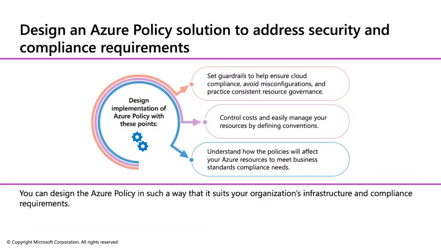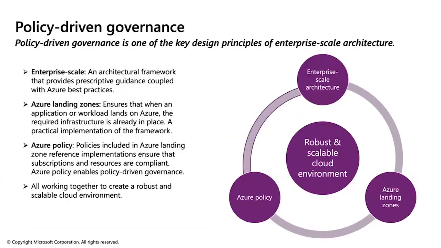So these are the kinds of options we see in Azure Policy, if you want to translate the requirements. Now in policy-driven governance, we have three main components. Basically, Azure Policy is one of the very important components under this kind of cloud management, where we have enterprise scale architecture, Azure landing zone under CAF, and Azure Policy is a very important component to address regulatory compliance.